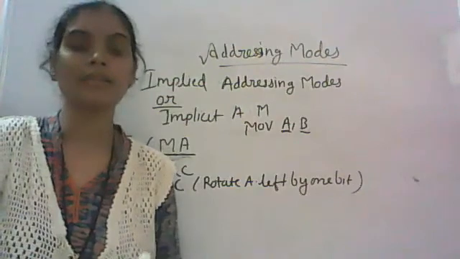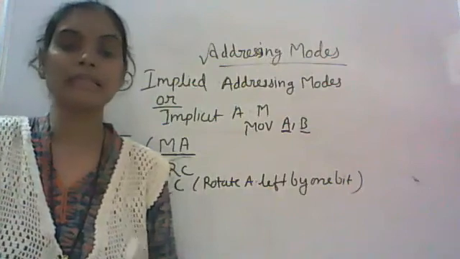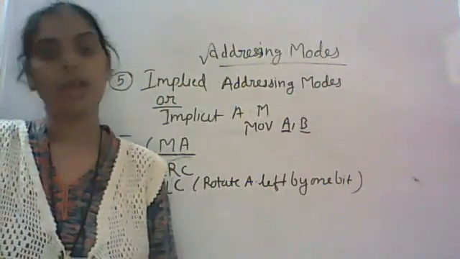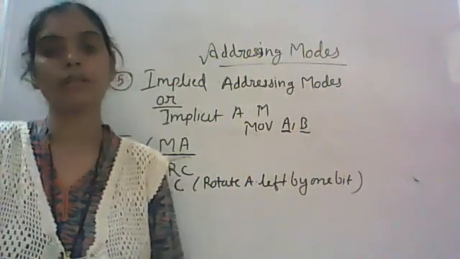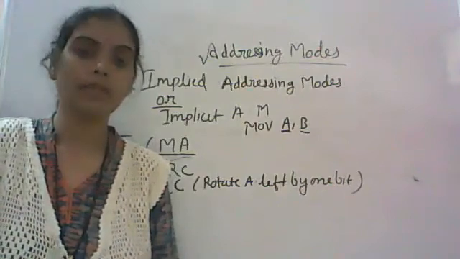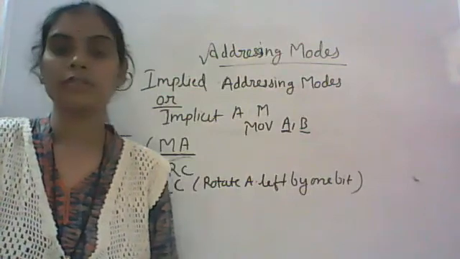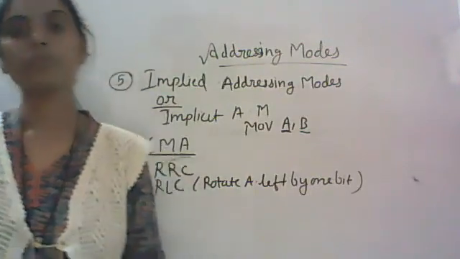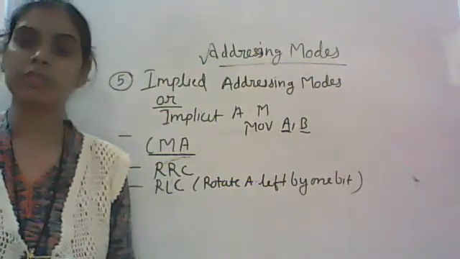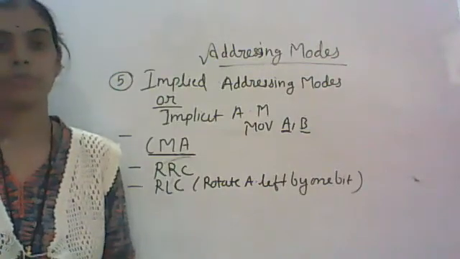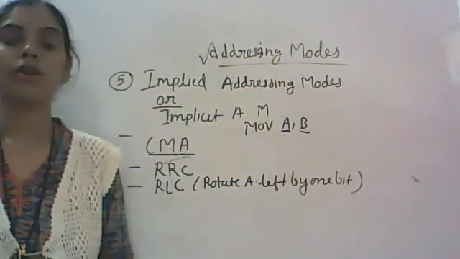Then we see the direct addressing mode. In direct addressing mode, the operand address is directly available in the instruction itself. For example, LDA 2050 hex, that is, load the content of memory location into accumulator. After that, we see the register indirect addressing mode. In this addressing mode, the memory location is indirectly specified by the register pair.